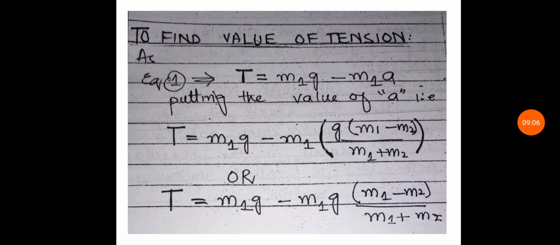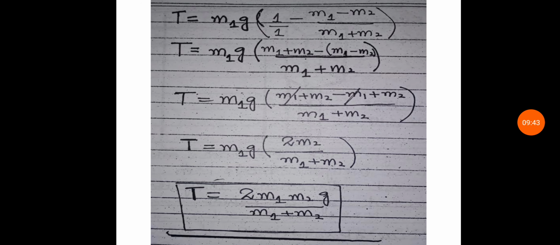Now to find the value of the tension, in equation 1 we get T equals to m1g minus m1a. Putting the value of a from the equation, we get T equals to m1g minus m1 times the value of a, which is g (m1 minus m2) divided by (m1 plus m2). Now m1 is multiplying with the whole bracket and we get m1g minus m1g (m1 minus m2) divided by (m1 plus m2). Now m1g is taken as common and we get m1g times [1 minus (m1 minus m2) divided by (m1 plus m2)].